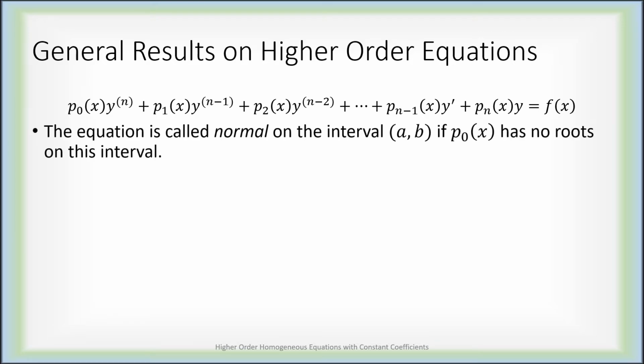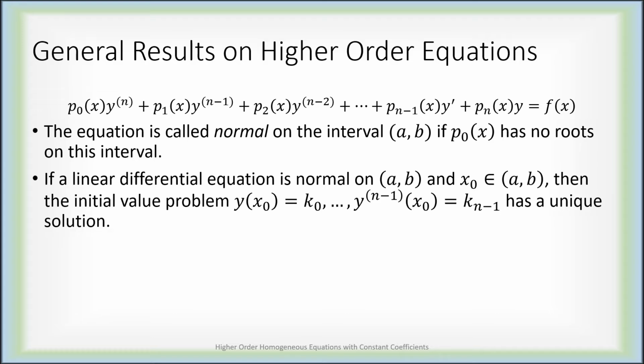This equation is going to be called normal on an interval of x values if the leading coefficient p0 of x has no roots on this interval. So an equation is called normal on an interval of x if the leading coefficient is never zero on that interval. In this scenario, if you pick a point in the interval x0, then the initial value problem has a unique solution provided you have enough information to solve it.